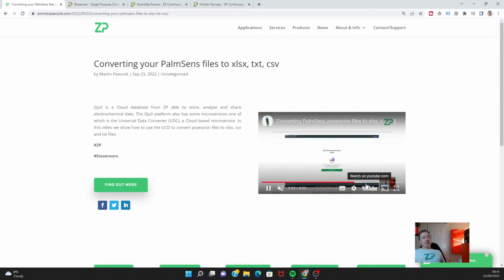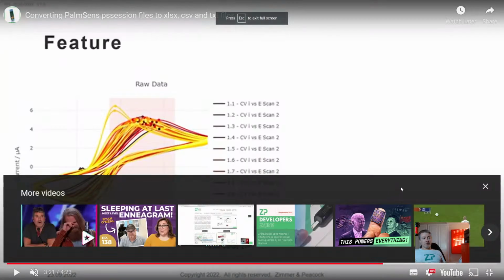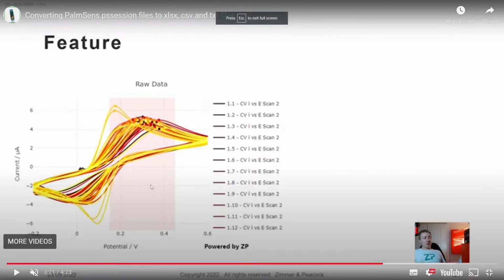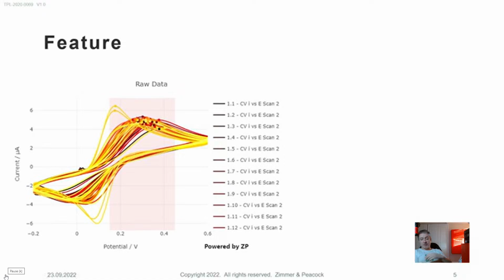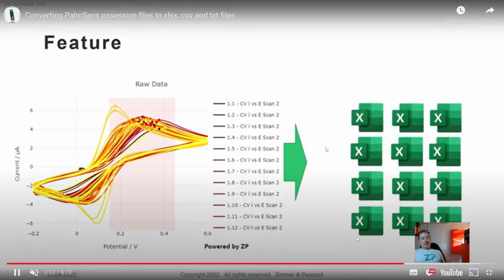But the reason I'm talking about UDC, Universal Data Converter, is to say that we can open, for example, PalmSense files using this UDC, but it's got a little advantage when opening up things like PalmSense files. P-Session files, which is the formal name for these PalmSense files, you can run several experiments and they can all end up in one file. When you're trying to do databases and looking at data, it's quite annoying because you actually have to get all of these different experiments out of the same session.